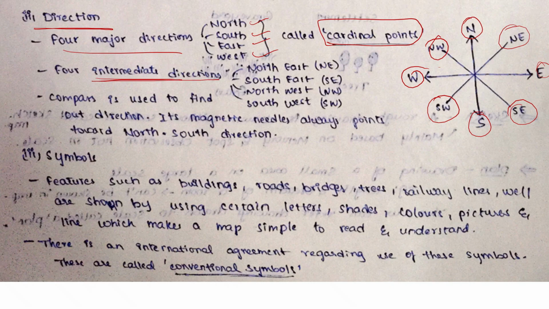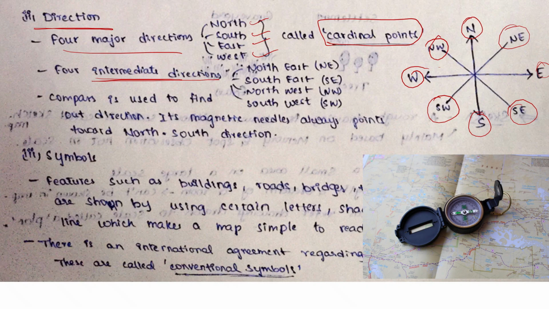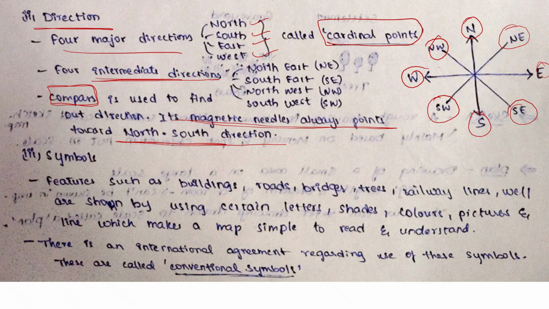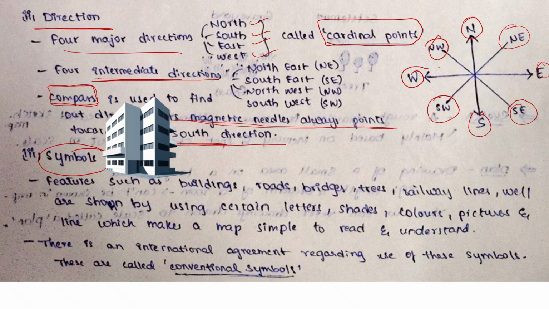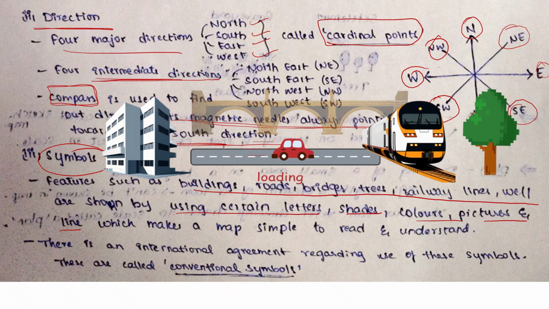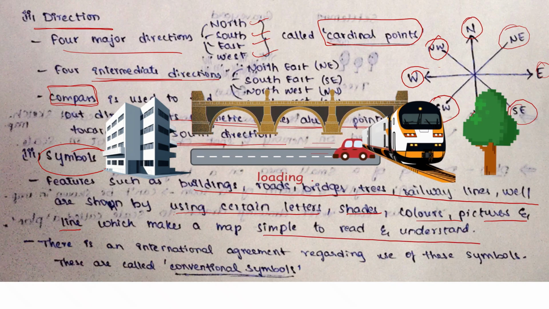Now how will we know the directions? The measuring instrument for direction is the compass, and the compass is used to find out direction. Its magnetic needle always points towards the north-south direction. The third component is symbols. Features such as buildings, roads, bridges, trees, railway lines, wells are shown by using certain letters, shades, colors, pictures and lines. These symbols make a map simple to read and understand.